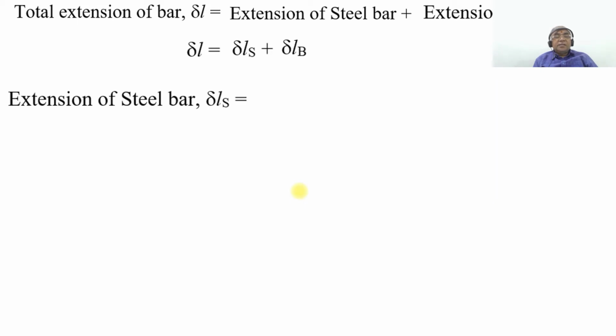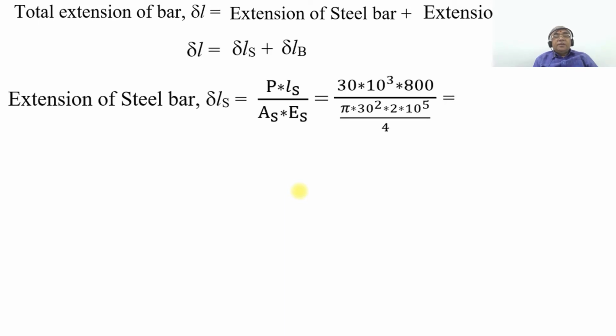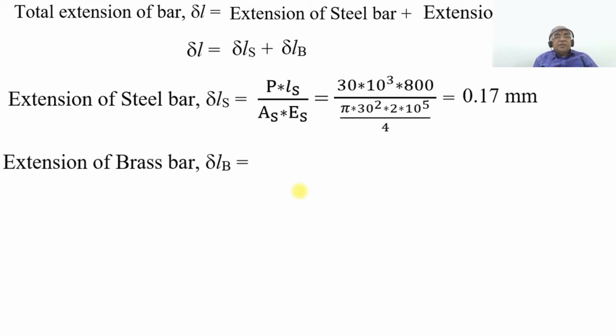So what is delta LS? That is the extension of the steel bar. Delta LS will be equal to P into LS by AS into ES. So P is 30 into 10 to the power of 3, into length of the steel bar 800, divided by pi by 4 into 30 square, because the diameter of the steel bar is 30, into 2 into 10 to the power of 5, because the Young's modulus of the steel bar is given. On simplification, you are going to get 0.17.